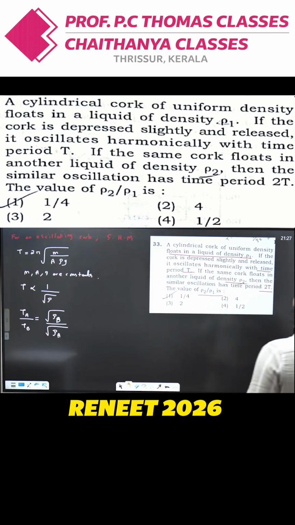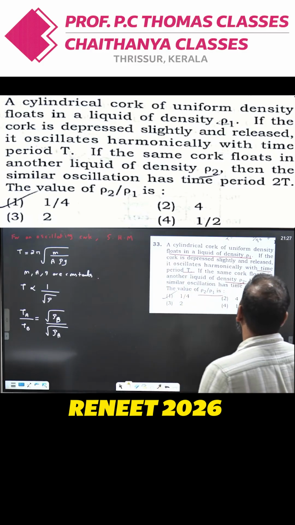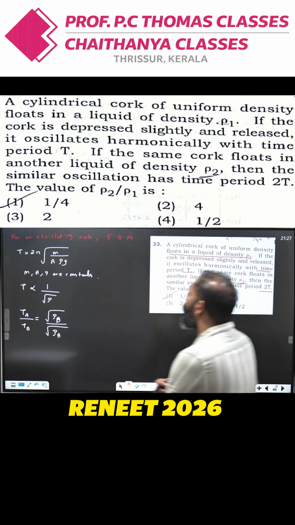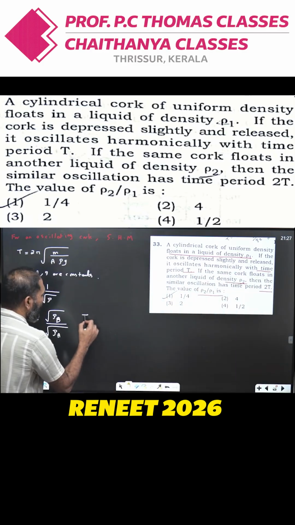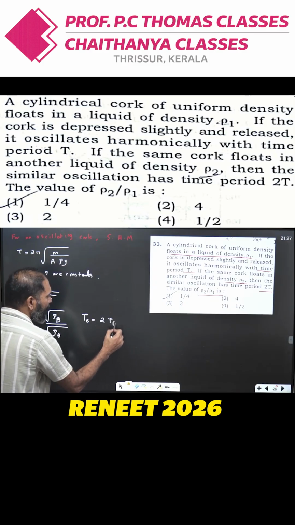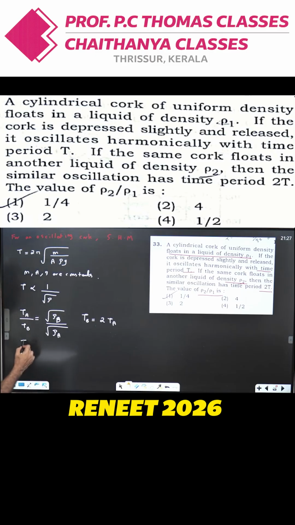It is given, if the cork is depressed slightly and released, it oscillates harmonically with the time period t. If the same cork floats in another liquid of density ρ2, then the similar oscillation has time period 2t. That is TB, time period of B, is equal to 2 times time period of A. So TA by 2TA is equal to root of ρB by ρA.